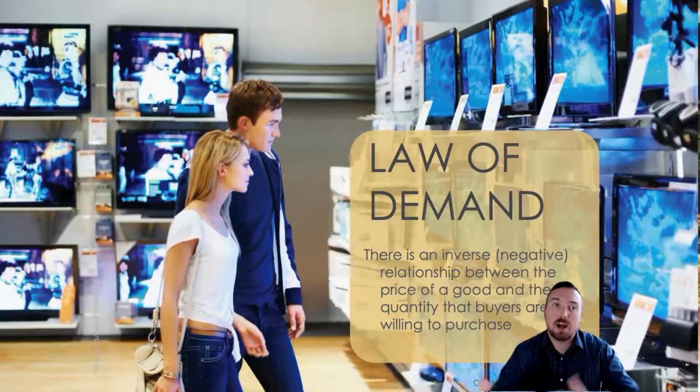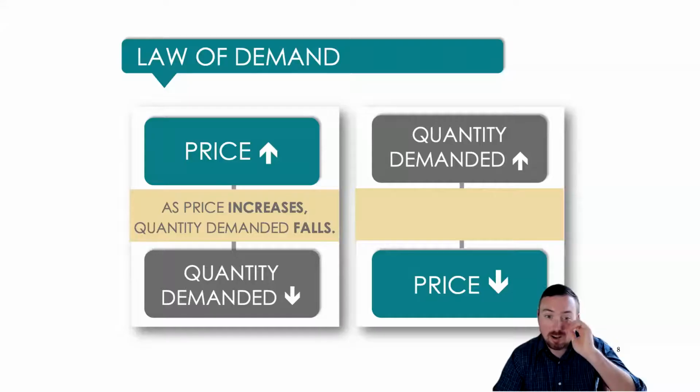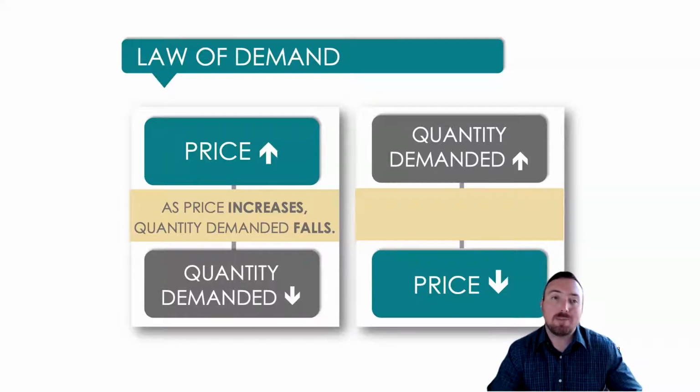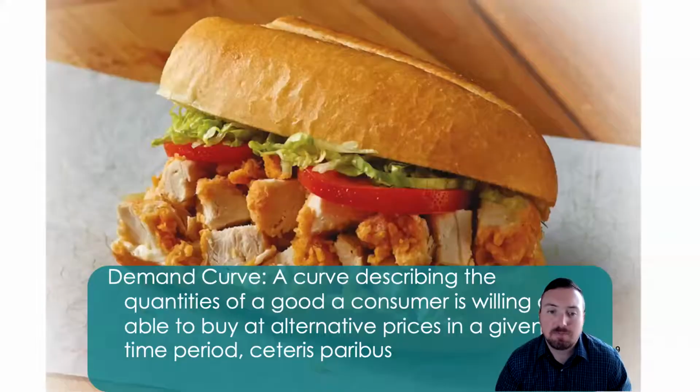When price goes down, you buy more. When price goes up, you buy less. That's the law of demand. You have that inverse relationship. So the amount that you're demanding, the quantity demanded, the amount that you're purchasing, goes down when the price goes up. However, when the price goes down, you're going to buy more. The quantity that you're demanding is going to go up. There's an inverse relationship here.